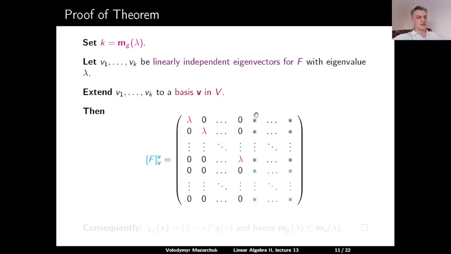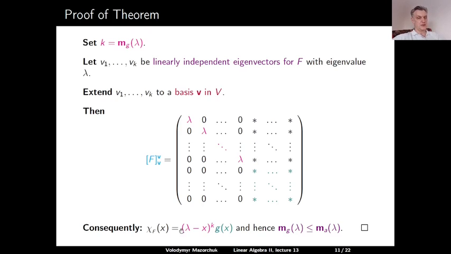But we now see that this matrix is block diagonal, so we have here lambda times the identity matrix in the beginning, and then some block here at the end. So the characteristic polynomial for this matrix is the determinant of this matrix minus x times the identity. So we will have lambda minus x to the power k from this block, and then some polynomial g of x from this block.